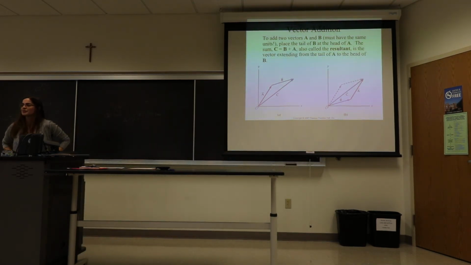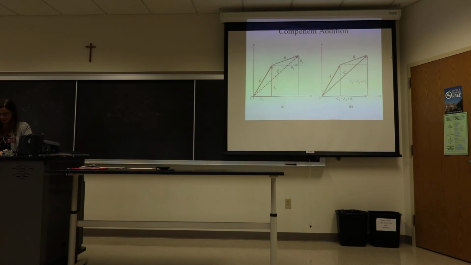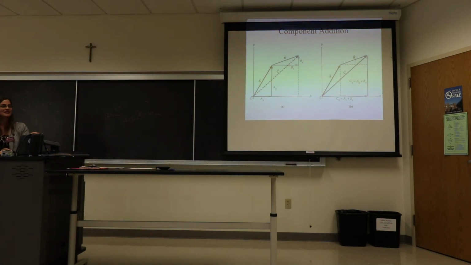When you think about subtraction, and you've probably seen this in your math classes with scalars, subtraction is the addition of a negative number. So what a negative does is just flip the direction of that second vector. Sometimes, if you want to find the resultant, it's often the easiest and fastest to break both vectors into components, add the components, and then figure out what that final magnitude is.